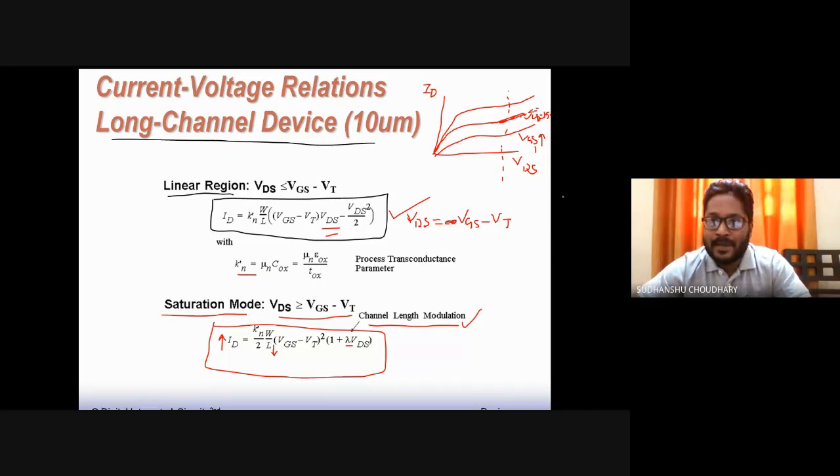So the effect of channel length modulation is that the current increases in saturation. Saturation means the current should be constant, so that the MOSFET can be used as a constant current source. But if you further increase VDS, that is, the channel length is further shortened or modulated, the current will increase. That is evident from this modeling equation.